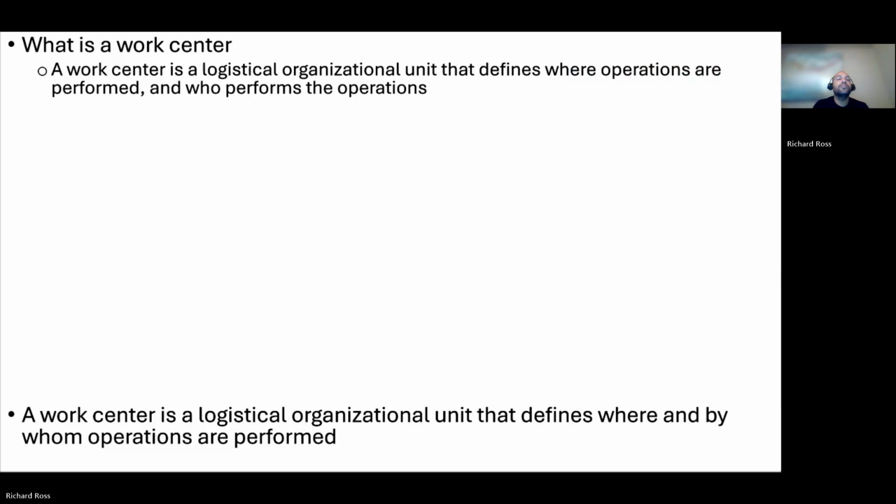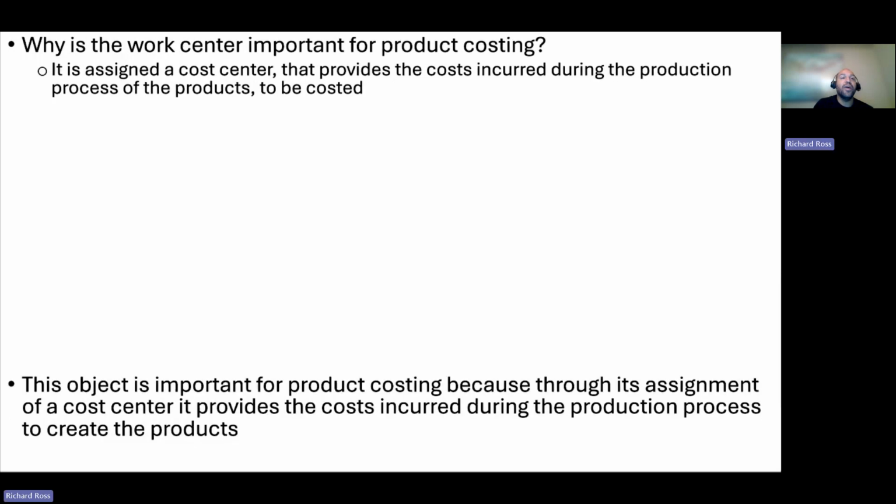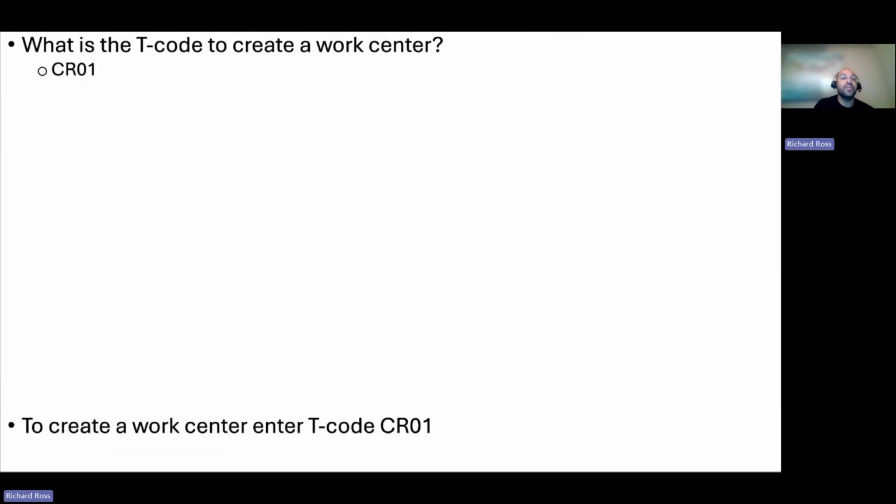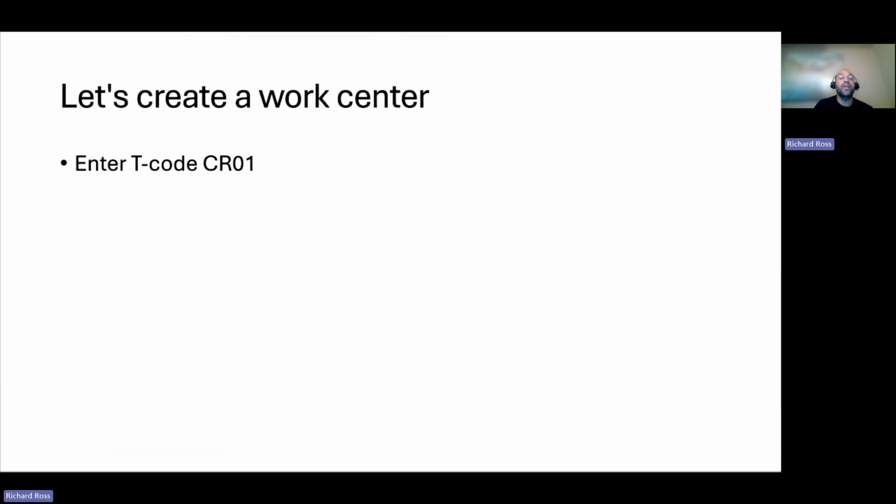Work Center. What is a work center? A work center is a logistical organizational unit that defines where operations are performed and who performs the operations. Why is the work center important for product costing? It is assigned a cost center that provides the costs incurred during the production process of the products to be costed. What link must be established and where is it established at? Link between a work center and costing. It is established when creating a work center. What is the T code to create a work center? CR01. Let's create a work center.